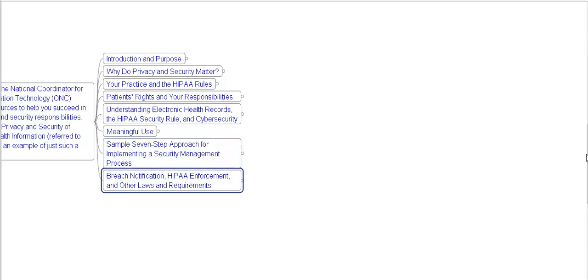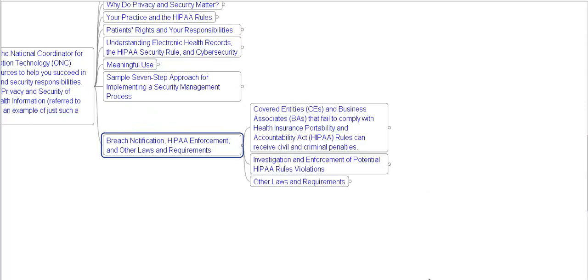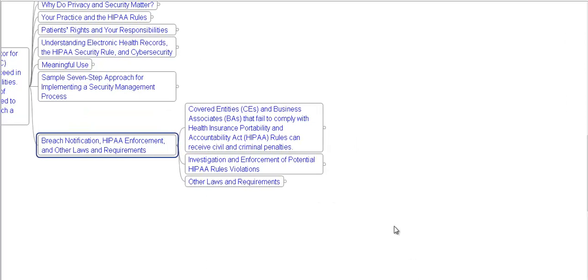Now we'll see breach notification, HIPAA enforcement, and other laws requirements. Covered entities and business associates that fail to comply with Health Insurance Portability and Accountability Act HIPAA rules can receive civil and criminal penalties.